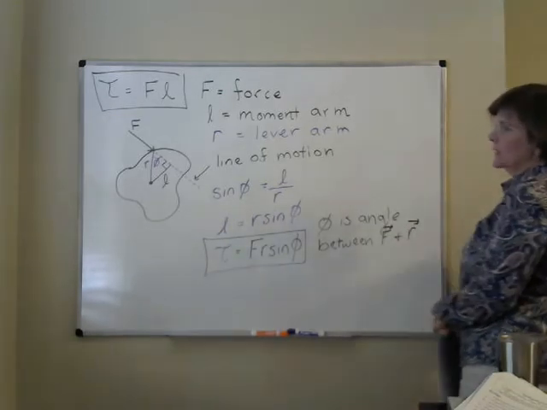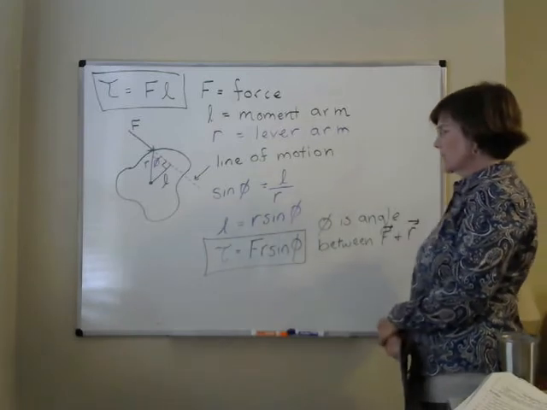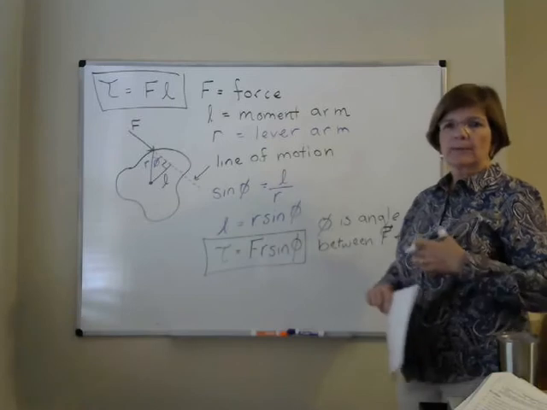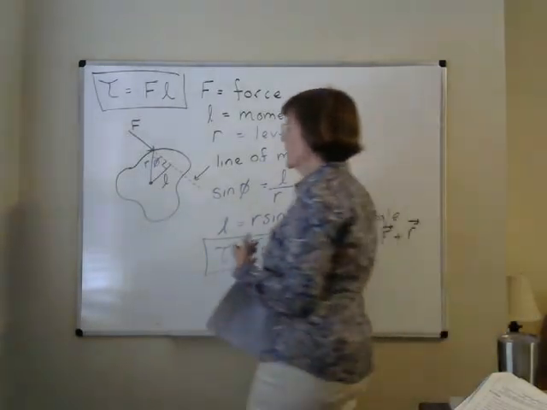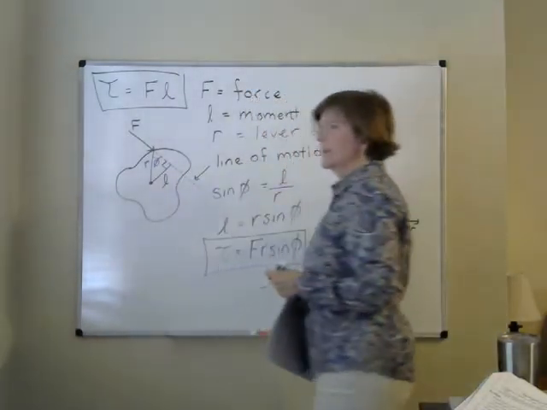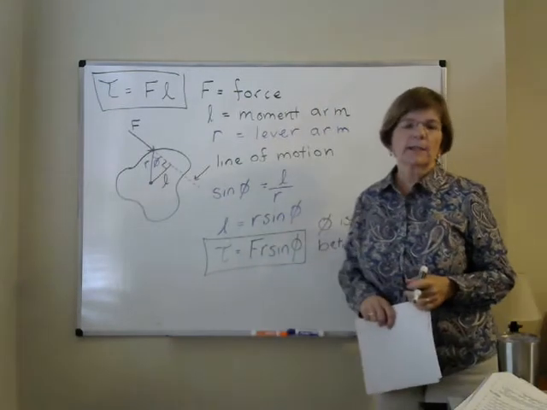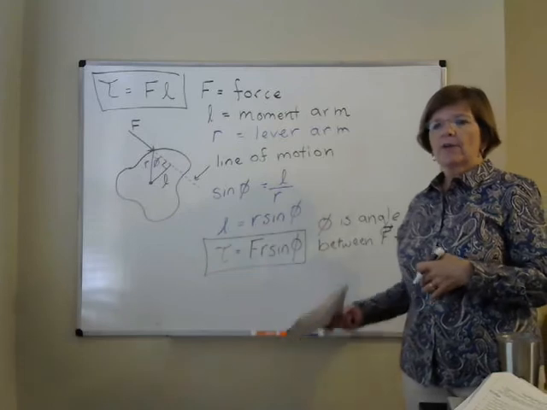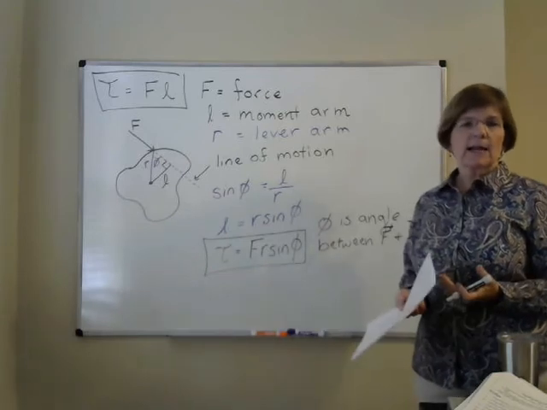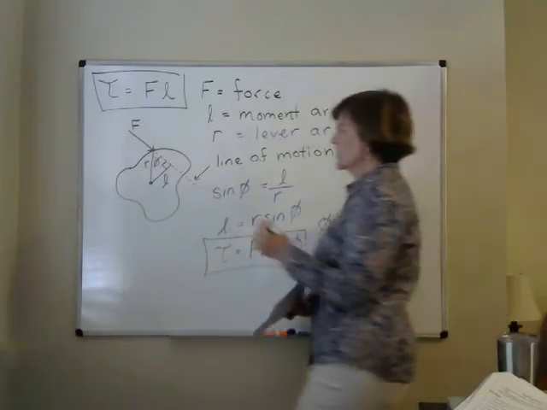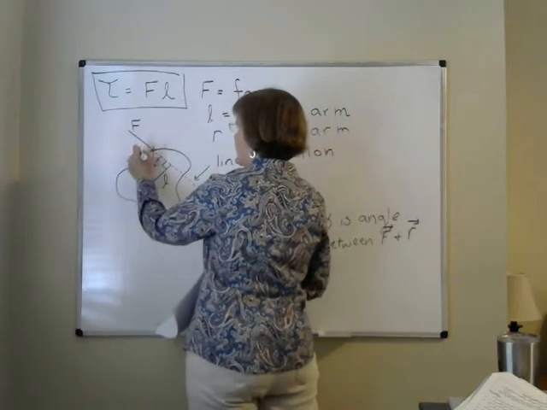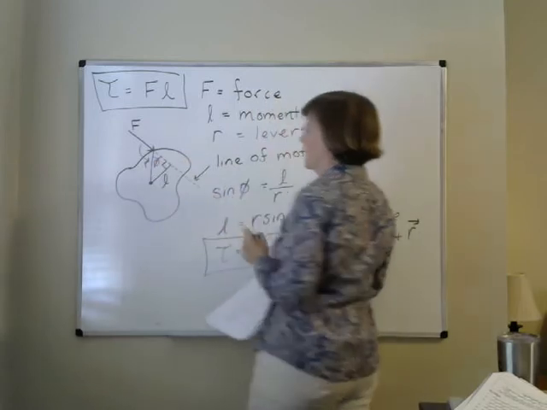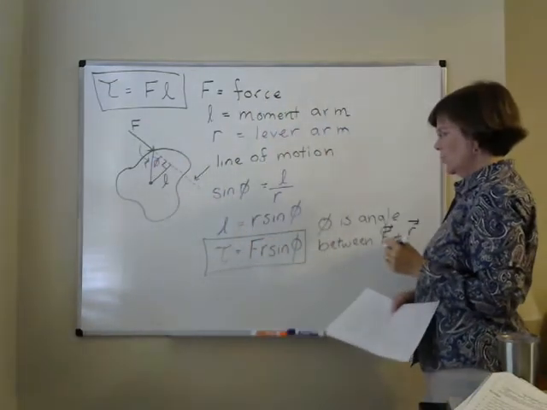One thing that's really nice about this is it really doesn't matter whether you use the acute angle that's formed or whether you use the obtuse angle that's formed, because they're going to be the same measurement. The sine of 30 degrees is the same as the sine of 150 degrees. So we could have used this angle between the force and R, or we can use this smaller angle that I drew between the force and R.